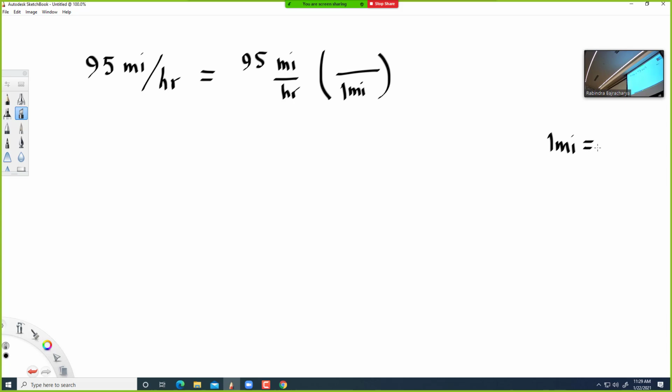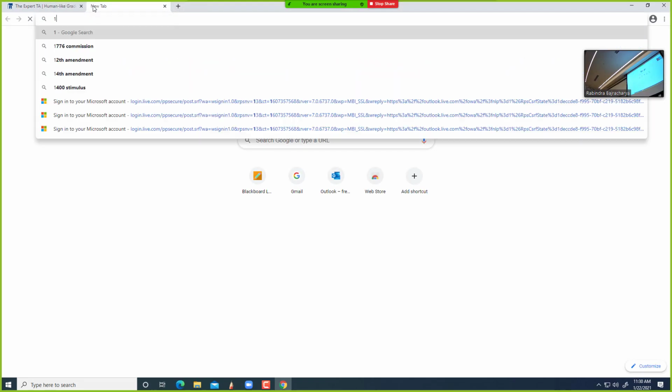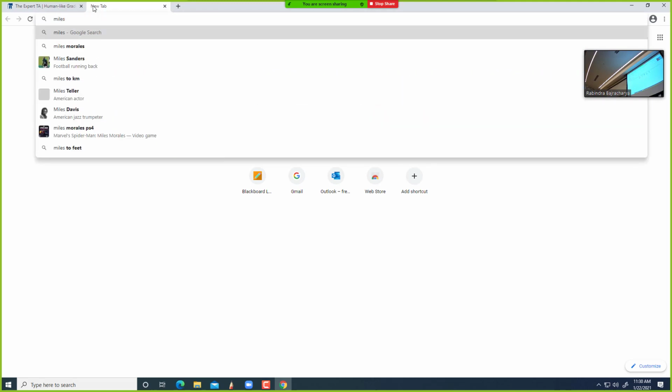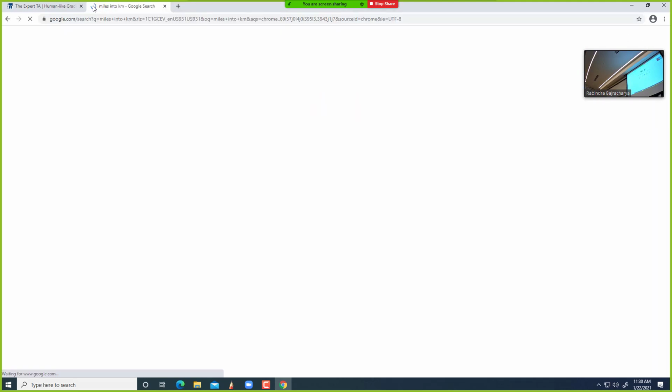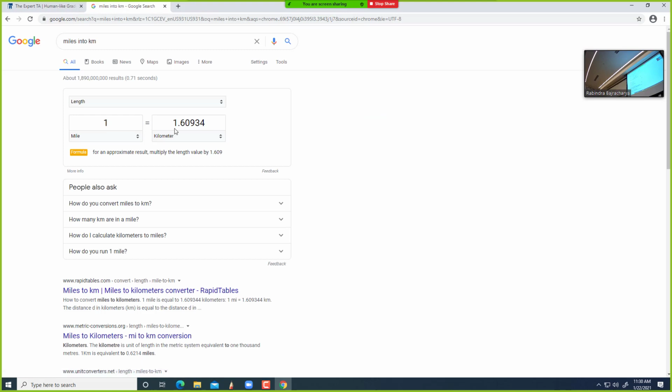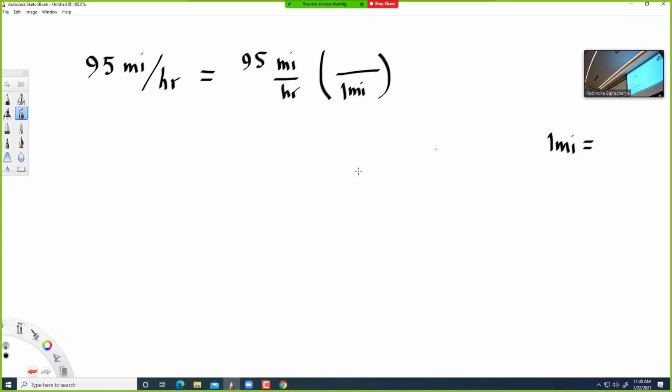Does anyone know? If you don't know, you can Google that. Okay, that's fine. So I think it's 1.6 kilometers. So 1 mile is 1.609 kilometer. We can just write 1.6 kilometer. Okay. So 1 mile is 1.6 kilometer.